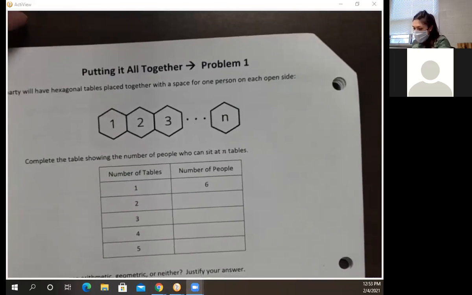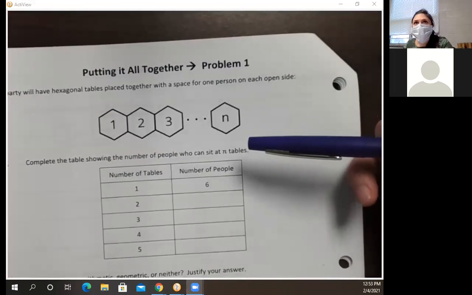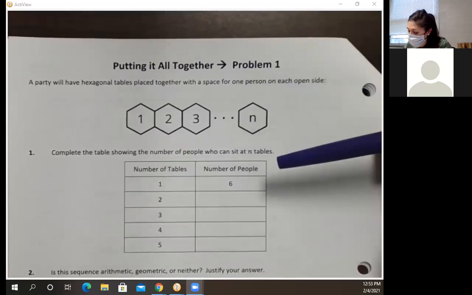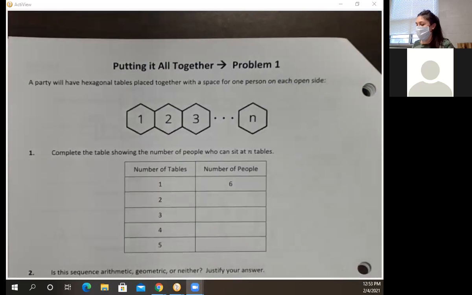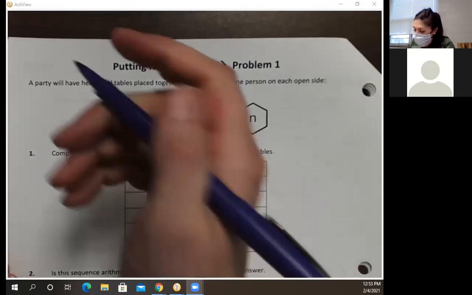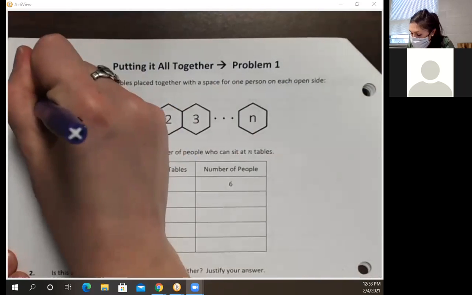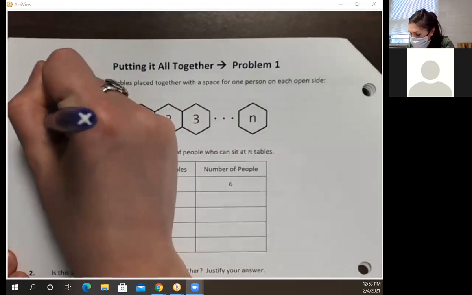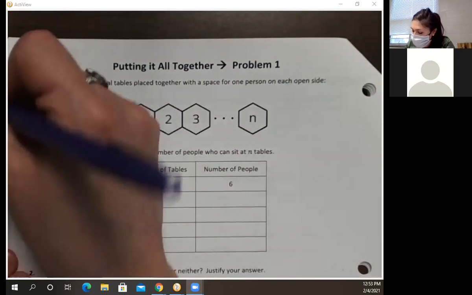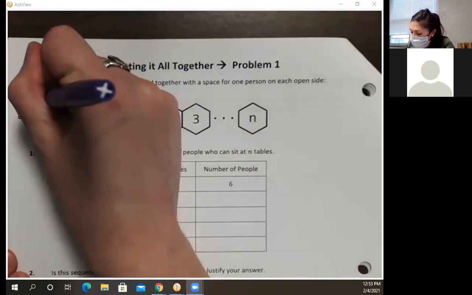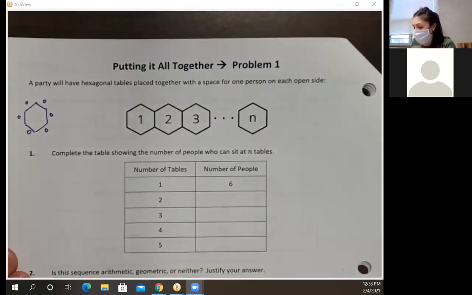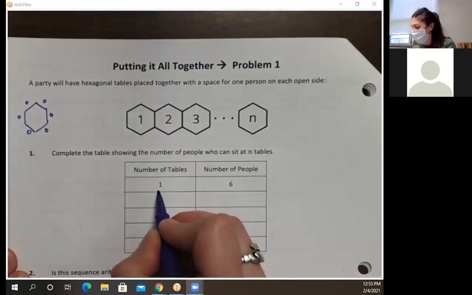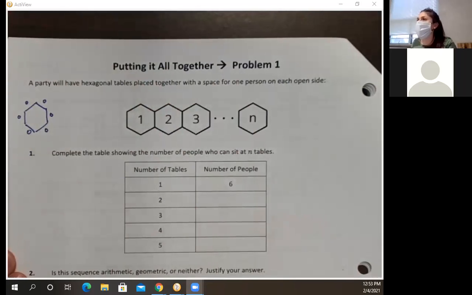So here's our context. Here's our scenario. A party will have hexagonal tables placed together with a space for one person on each open side. So if I've got just one table, that would look something like this. And I could have a person sit on each side of this table. So if I have one table, I could fit 6 people, one person on each side. Does that make sense? Okay.